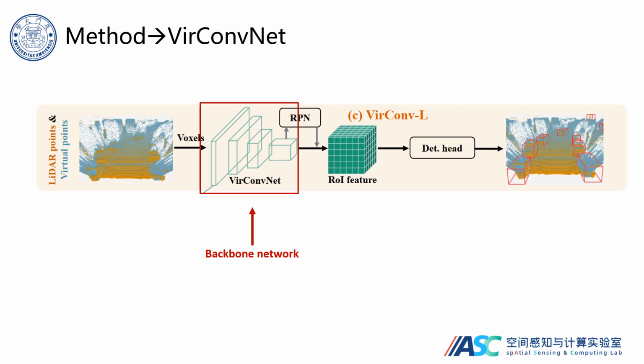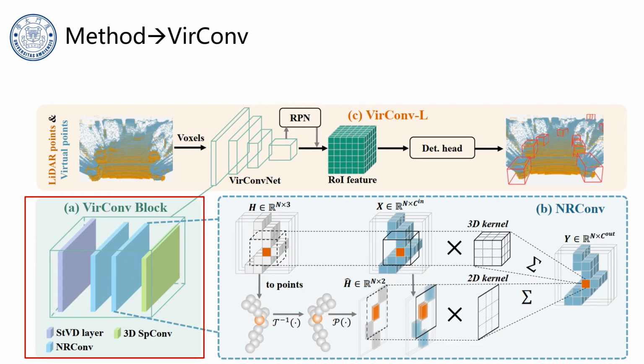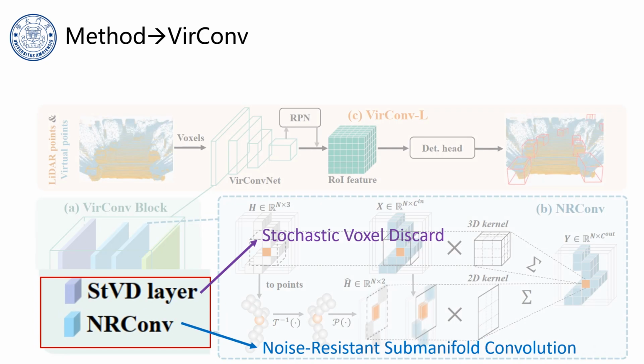Our contribution mostly lies in the design of VirConvNet, which consists of 4 VirConv blocks with 8 times downsampling strides. Each VirConv block contains 3 basic layers, including the STVD layer, 3D SPConv layer and NRConv layer. The STVD layer is our newly designed stochastic voxel discard layer for solving the density problem, and the NRConv layer is the newly designed noise-resistant submanifold convolution for solving the noise problem.